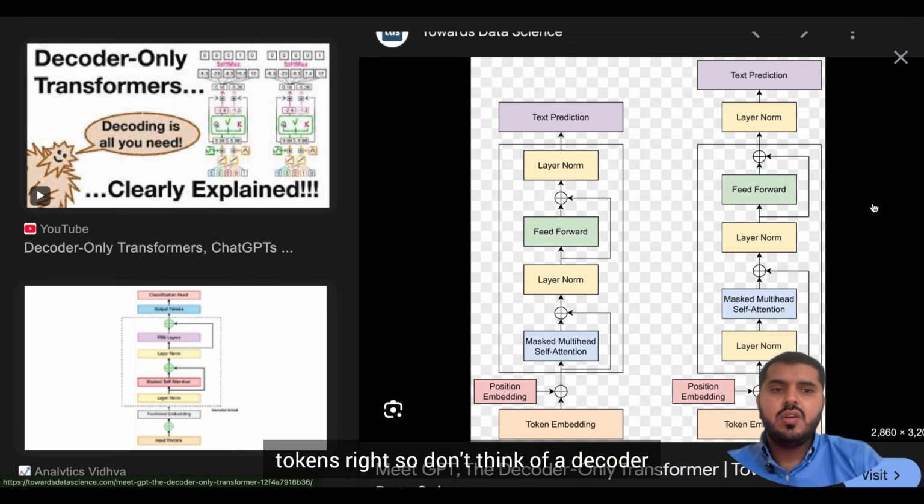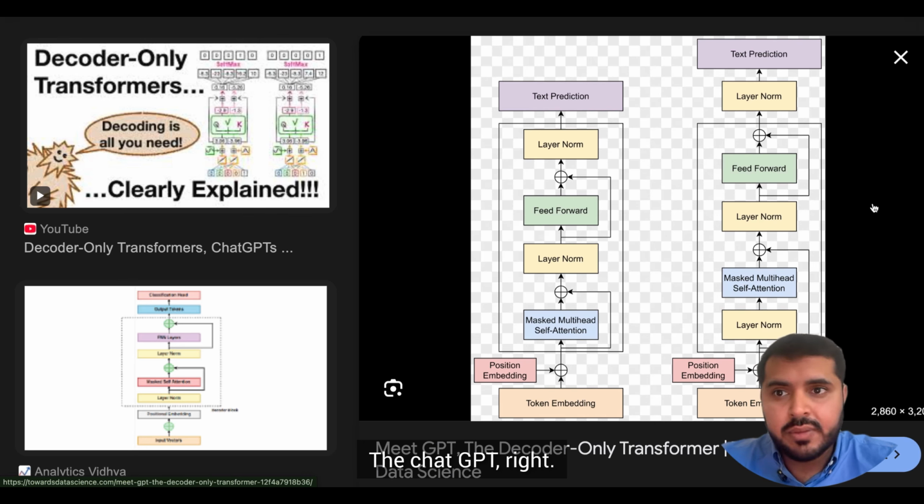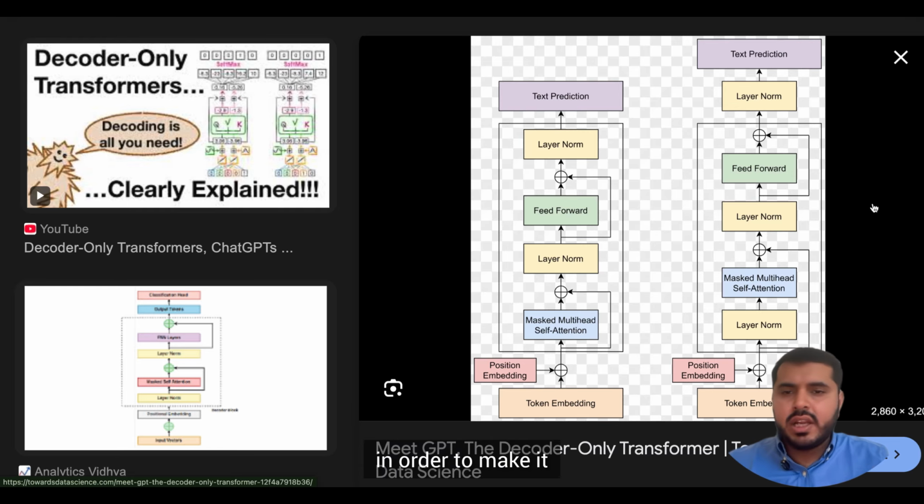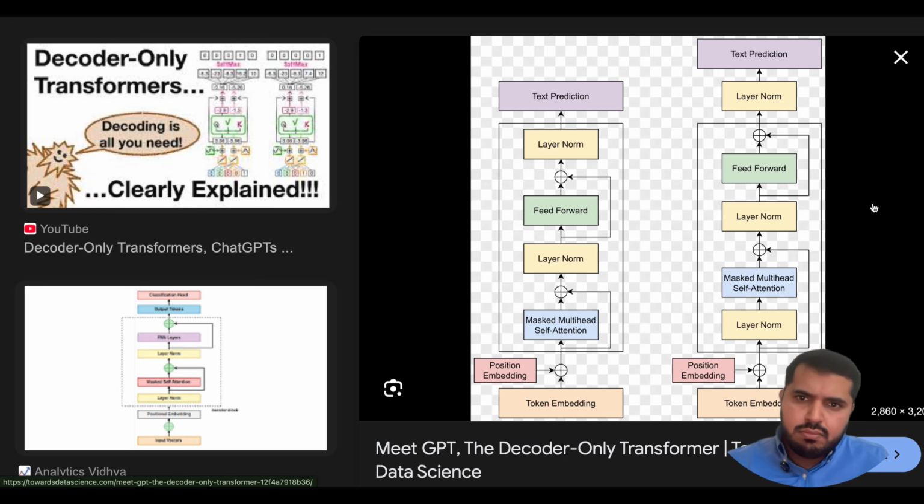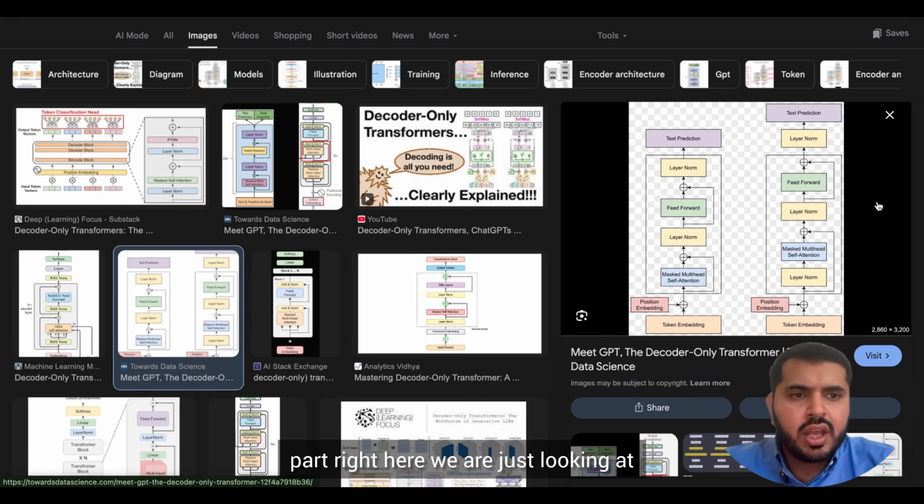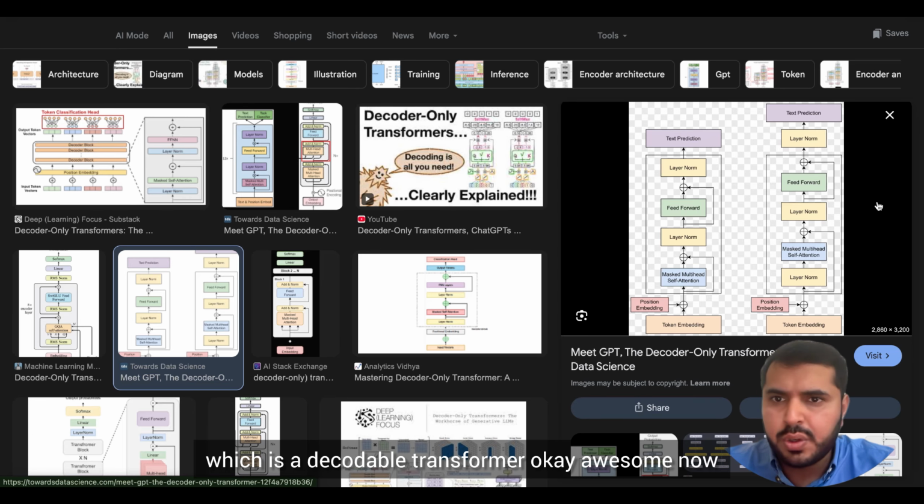So don't think of a decoder-only transformer directly as ChatGPT. In order to make it that chatbot sort of AI, we need additional steps in the post-training part. Here we are just looking at how you produce a large language model, a dense transformer, which is a decoder-only transformer.